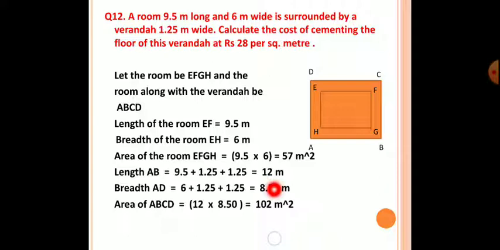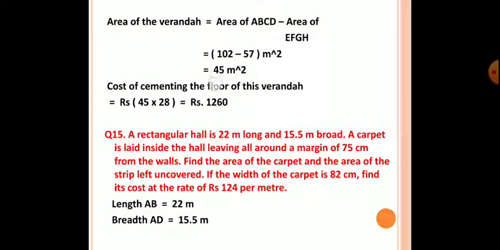102 meters square. So if I subtract the area of ABCD and the area of the room EFGH, we will exactly get the area of the veranda. So area of the veranda equals area of ABCD minus area of EFGH. So 102 minus 57 meters square, which is equal to 45 meters square.